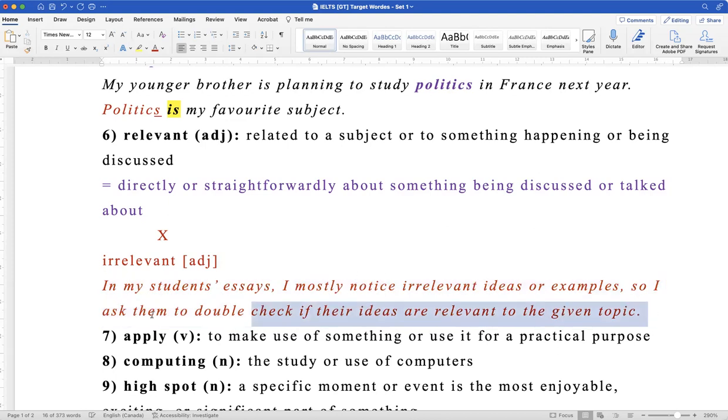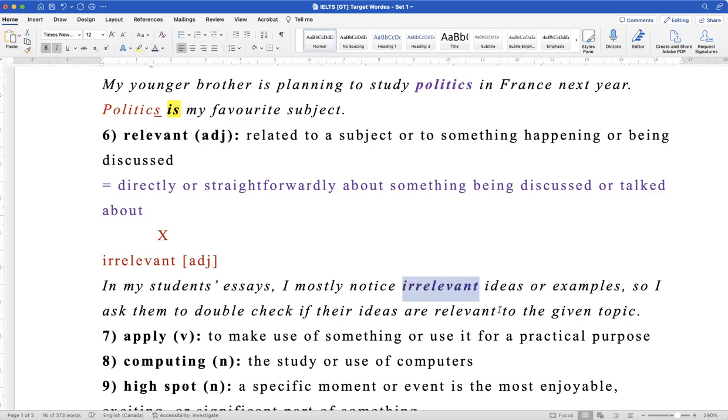Okay, so here in this sentence, I use the word irrelevant idea. So they are not relevant. They are not about the topic being discussed. They are talking about something else. And then I ask them to check if their ideas are relevant to a subject. And then we use to. Irrelevant is the opposite.